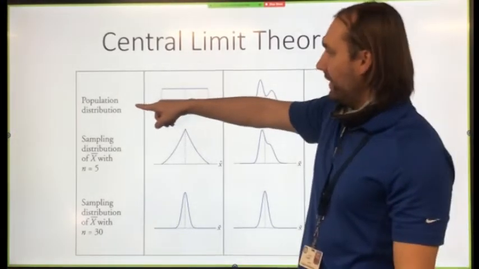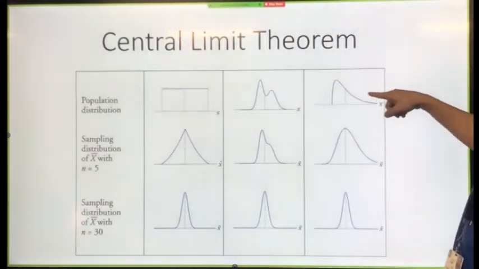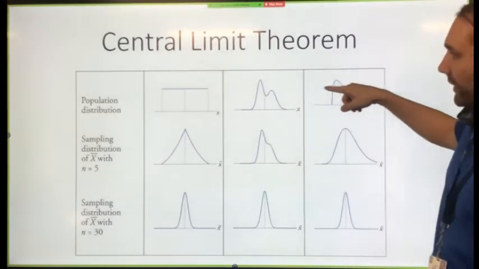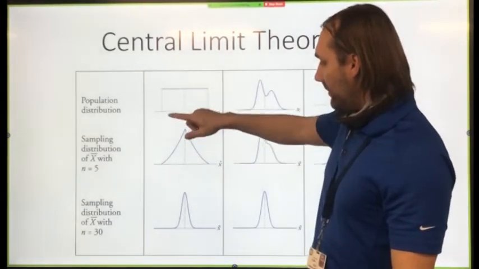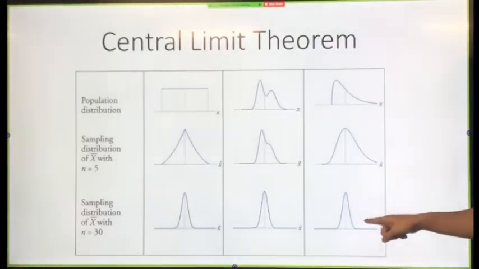So here's my population distribution, how it's distributed. Just everybody together. When I start grabbing random people and taking the mean, they all become the same when it's about 30 of those samples. Crazy, huh? That's the central limit theorem.